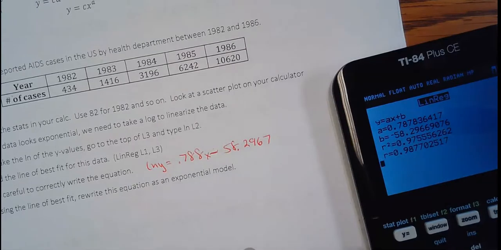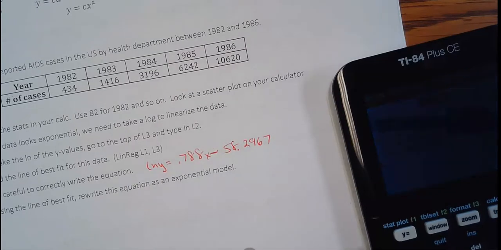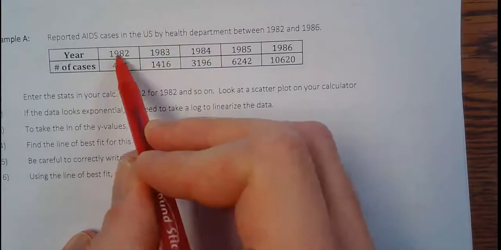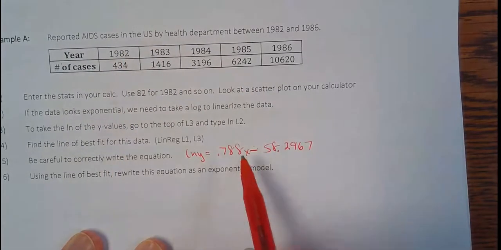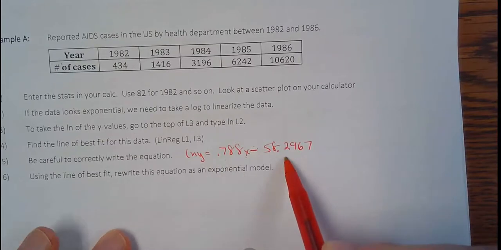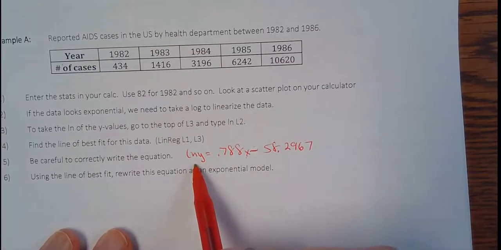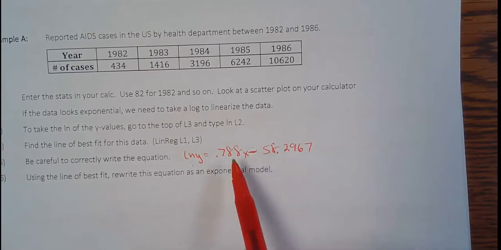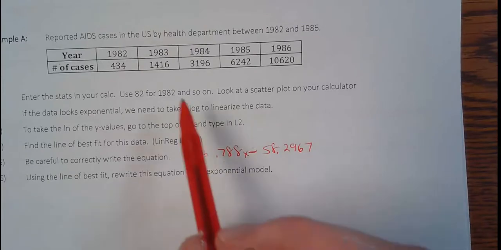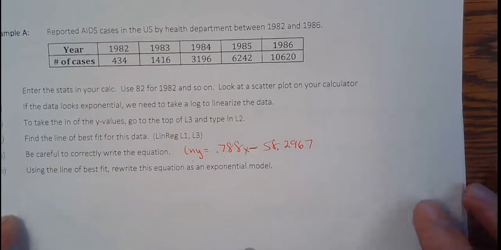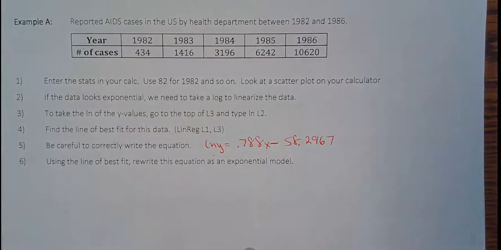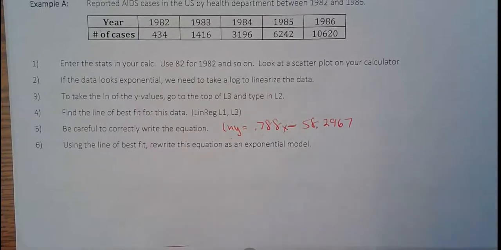If you change your decimals just a little bit later on, that can affect things quite a bit. So anyway, there's my equation. This would tell me, using the original data, if I plug in 82, I take it times 0.788, I minus 58.297, that's going to equal the natural log of y. So if I took e to that power, what comes out would be y, which is going to be about 434. Okay, so this is giving me the data.